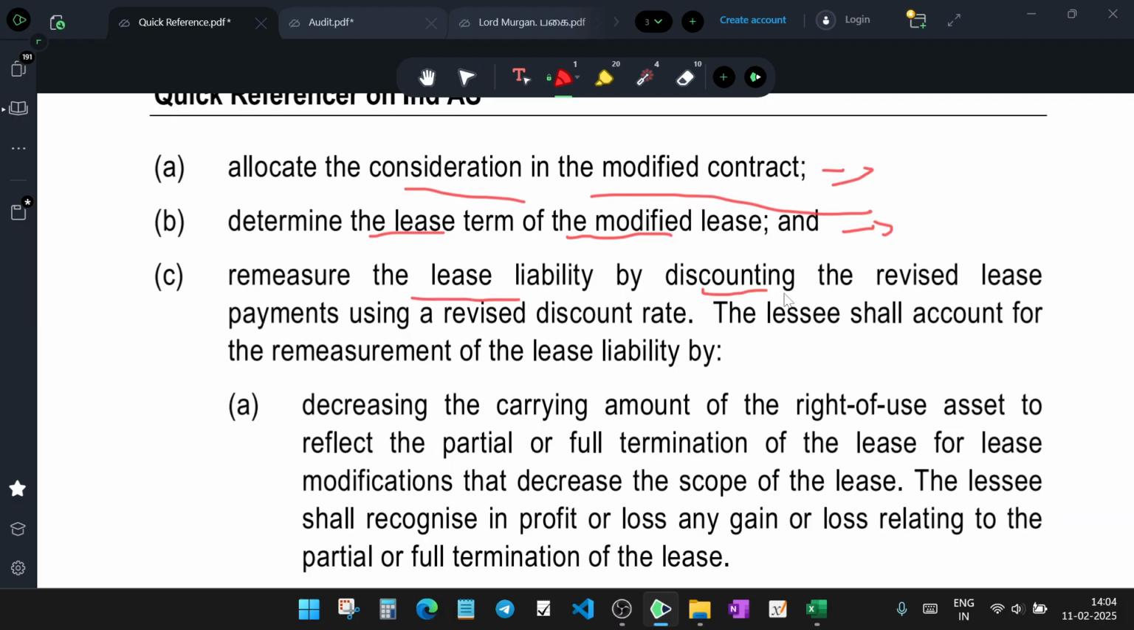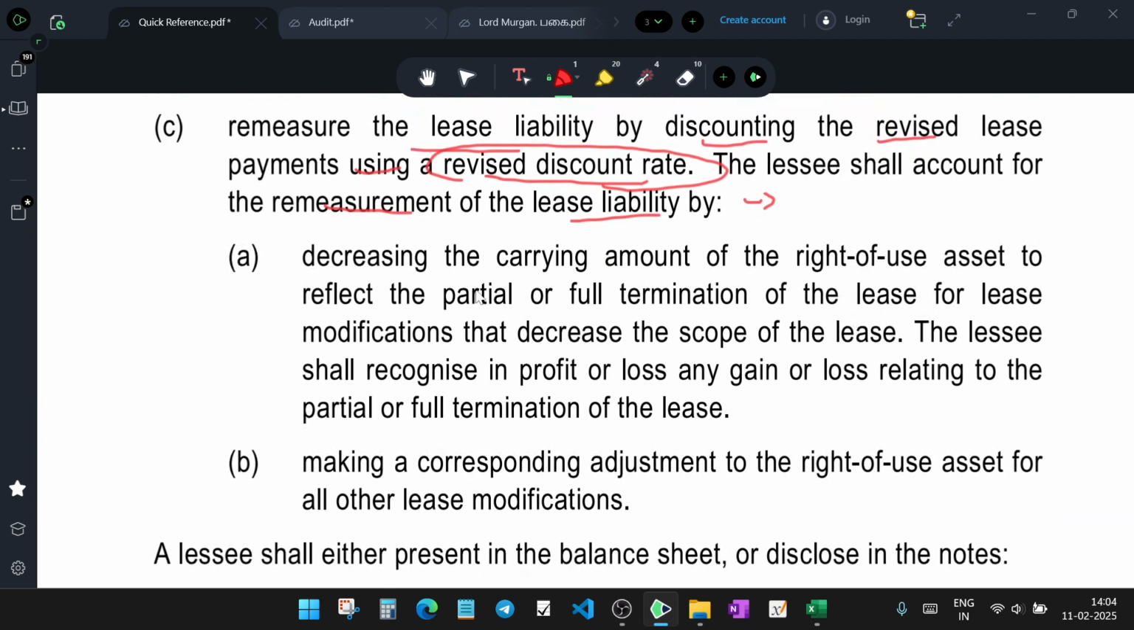Remeasure the lease liability by discounting the revised lease payments using a revised discount rate. The lessee shall account for the remeasurement of the lease liability. So when there is a modification in the contract, what is the new payment? What is the effective discount rate? That revised effective discount rate is to be applied to get the lease liability. Okay, decrease the carrying amount of the right of use asset to reflect the partial or full termination of the lease, for a lease modification that decreases the scope of the lease. So sometimes there will be a decrease in the carrying amount.